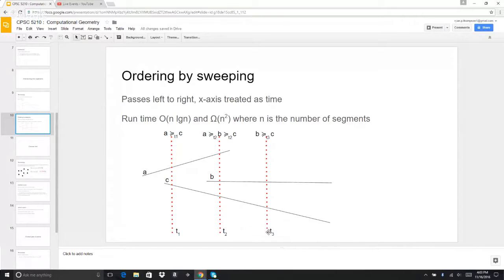If you go to your next time segment, T3, you can see now A no longer extends, or has points along the A line segment, that intersect the vertical line of T3. So now only B and C at T3 are comparable to each other. So in T1, A and C are comparable, and at T3, B and C are comparable to each other.